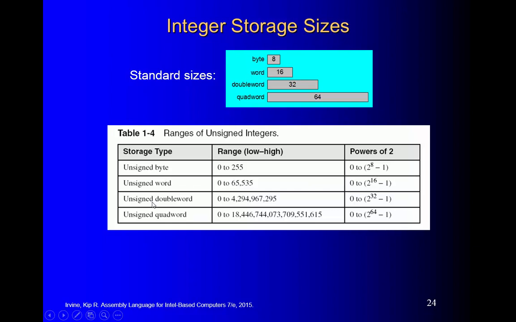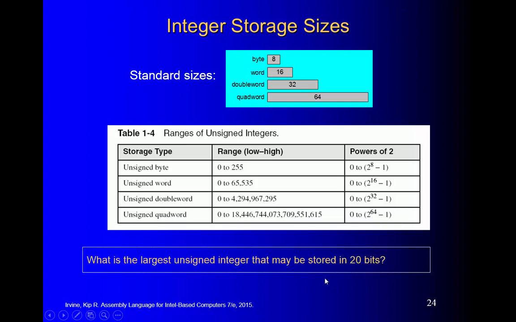Same logic, if you want to save a positive number inside a double word, that means 32 bits, the largest number you can put is this much. That's 2 to the 32nd power minus 1. For a quad word, you can store this much.